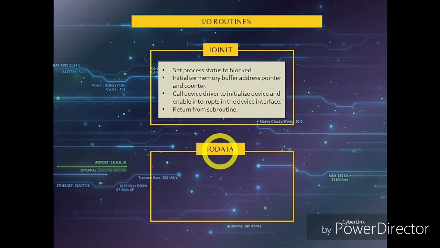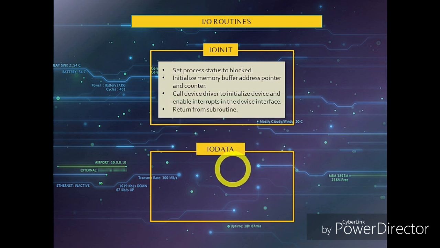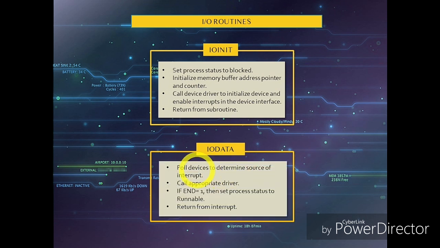We use the I/O data routine because there could be several devices connected to the same interrupt request line. I/O data begins by polling devices to determine the source of the interrupt, calls the appropriate driver, then sets the process status to runnable if n is equal to 1, then returns from interrupt.